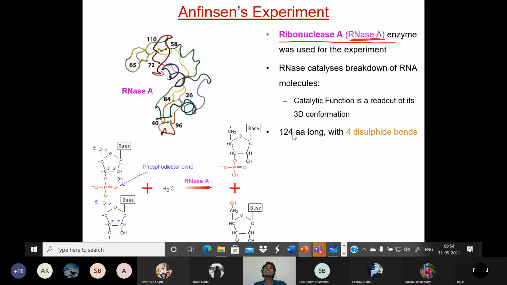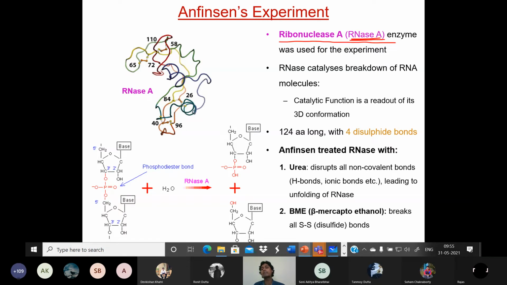Now, this protein is around 124 amino acids long. This is unnecessary information, you don't need to remember. It contains 4 disulfide bonds. Disulfide bond, I didn't tell you before. This is the first thing you encounter, what is a disulfide bond. You might know from your previous knowledge in chemistry, but I will explain that. So now, here you can see Anfinsen treated his protein RNase with urea, which disrupts all non-covalent bonds like H bonds, ionic bonds, etc. As a result, no alpha helix, no other long distance interaction, only the peptide bond should be there.